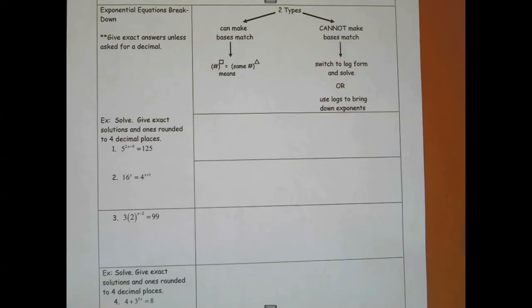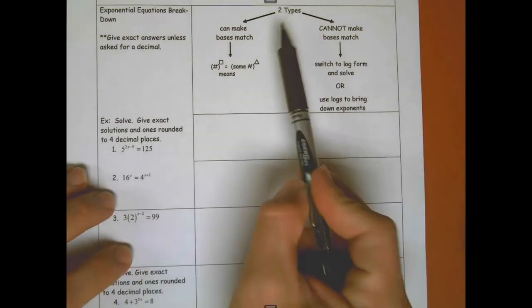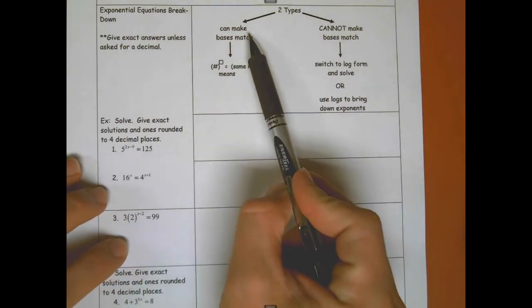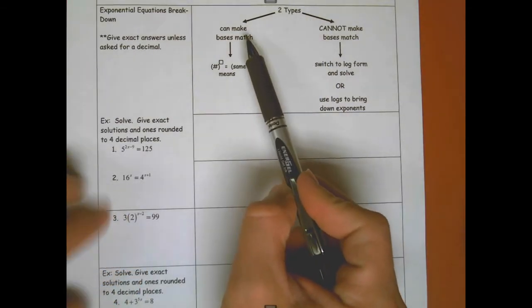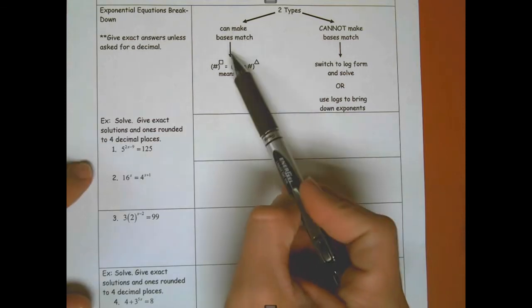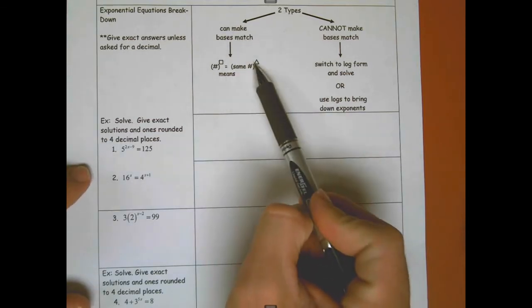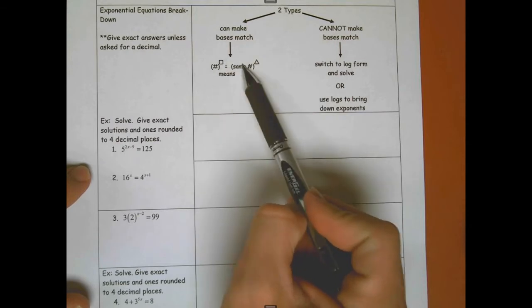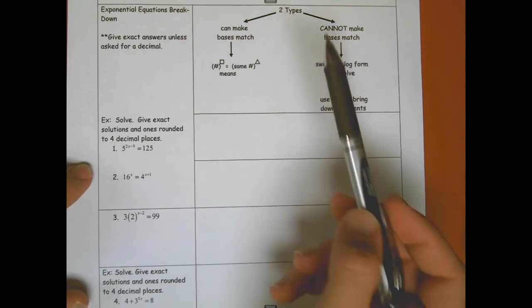In this video, we're going to look at exponential equations, and we're going to look at two different ways to solve these exponential equations. One way is this case where you can make the bases match, which is this one right here. And if that's the case, we're going to set the exponents equal to each other, because if they have the same base, then in order for the expressions to be equal, the exponents must be equal.